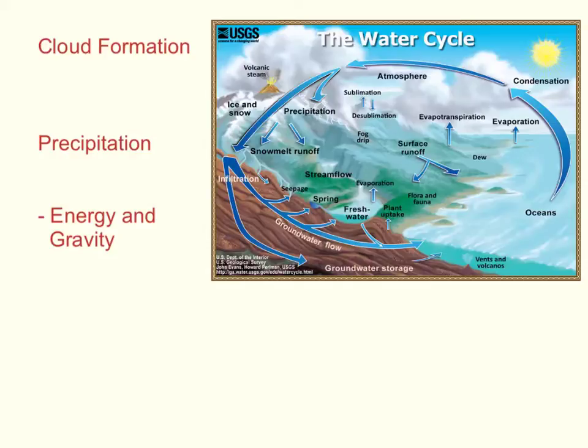So, essentially, the two main driving factors or forces behind cloud formation or condensation and precipitation is energy in our atmosphere, which obviously would be in the form of solar energy, that being some infrared radiation, as well as gravity to obviously pull the precipitation back down to the Earth.